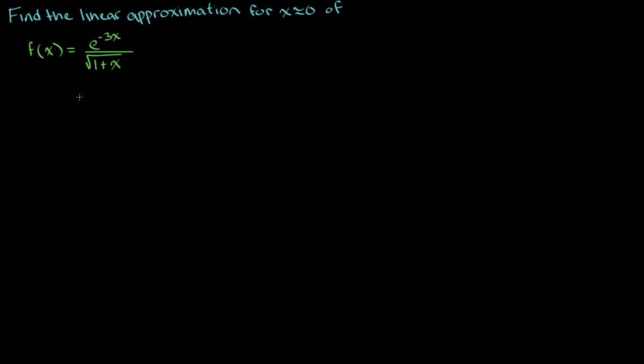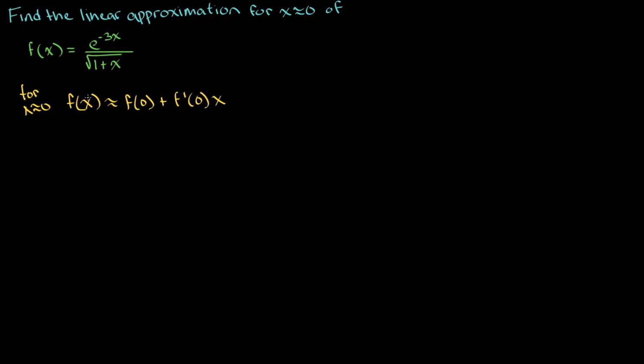All right, assuming that you've given it a try, let's just remind ourselves what the formula for a linear approximation is for x values near 0. So we say for x values near 0, f of x is going to be approximately f of 0 plus f prime of 0 times x. So that's what we have for a linear approximation formula.